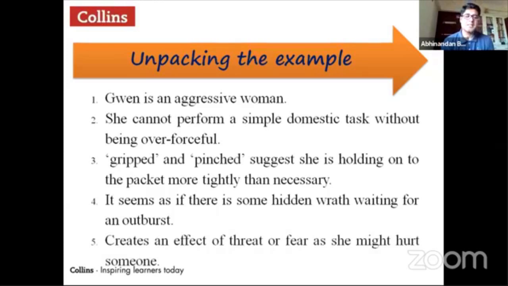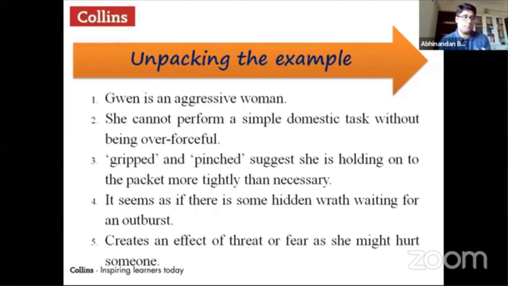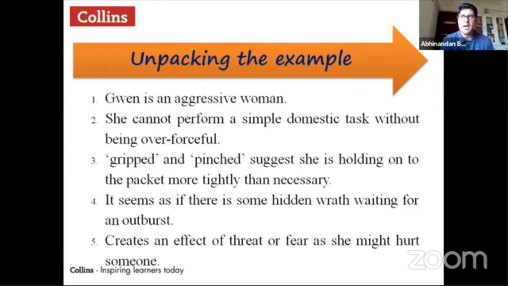And definitely it creates an effect of threat or fear, as she's most likely to hurt somebody. If somebody is there in front of her, then that person might be the victim. That person might be the object of her fury, object of her wrath. Definitely she will not be speaking to that person in a polite tone, and definitely she will be reacting to the person. She'll be snapping at the person. She'll be barking at the person. So again, that will show that things have not been pretty good with this character. So definitely now it teaches us character analysis.